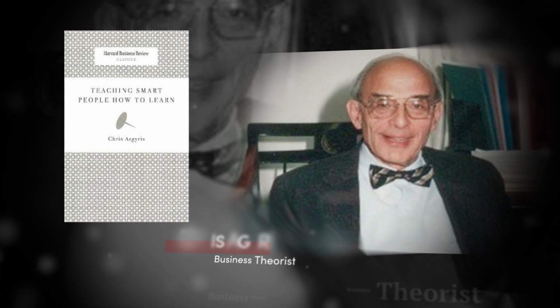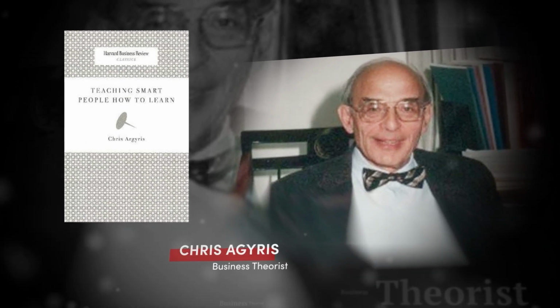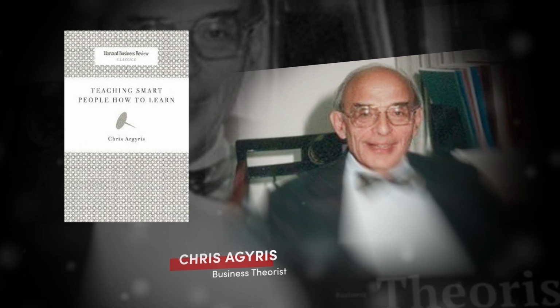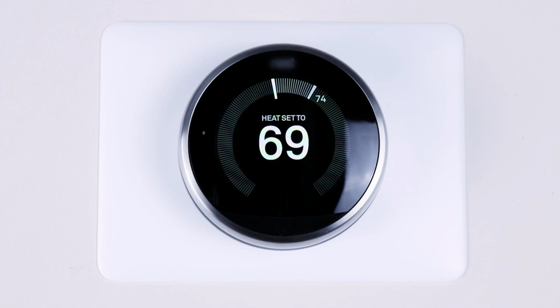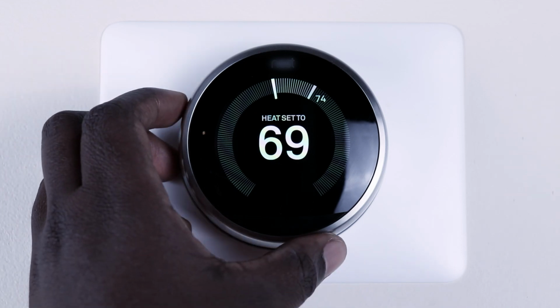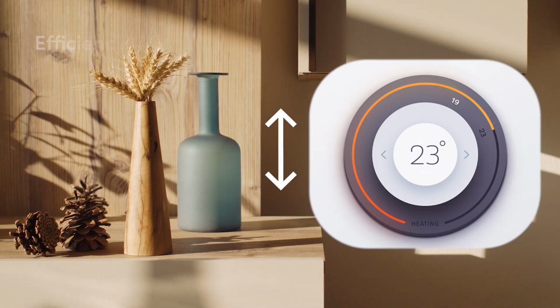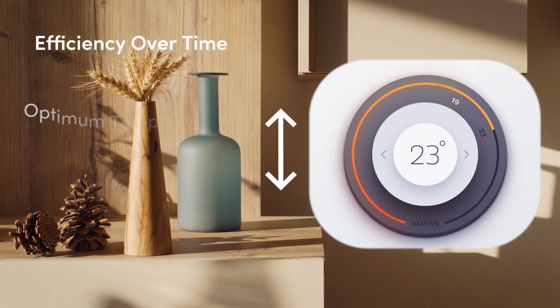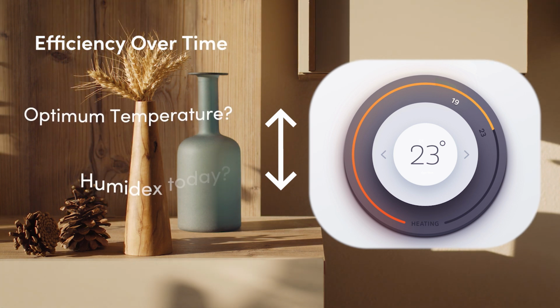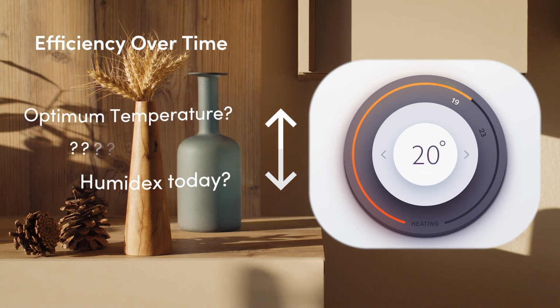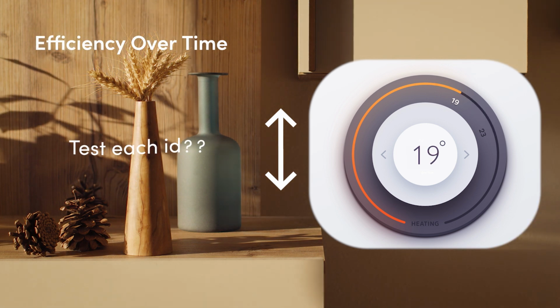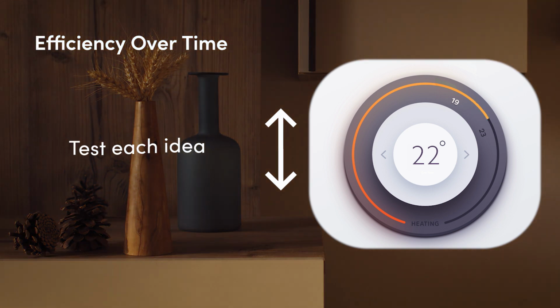In Teaching Smart People How to Learn, business theorist Chris Argyris compares single loop learning to a typical thermostat. It operates in a homeostatic loop, always seeking to return the room to the temperature at which the thermostat is set. A thermostat might keep the room steady, but it doesn't learn. By contrast, double loop learning would entail the thermostat becoming more efficient over time. Is the room at the optimum temperature? What's the humidity like today? Would a lower temperature be more comfortable? The thermostat would then test each idea and repeat the process.